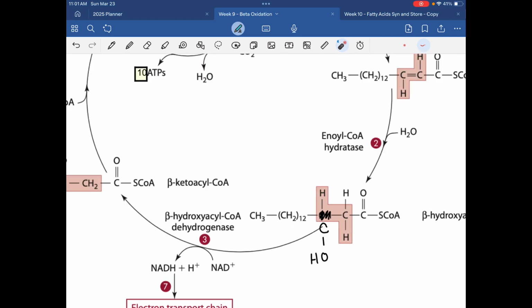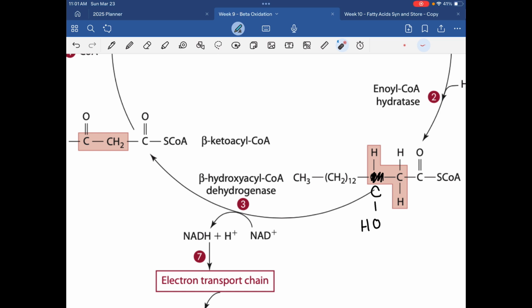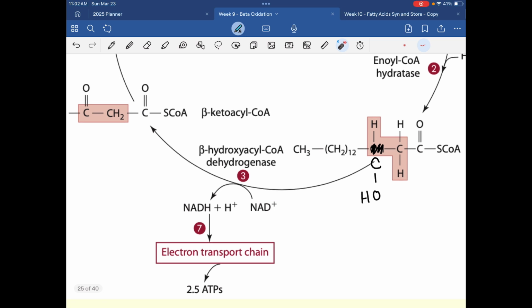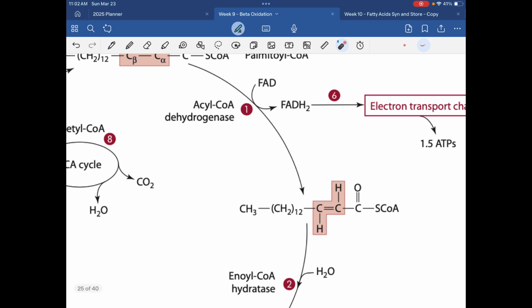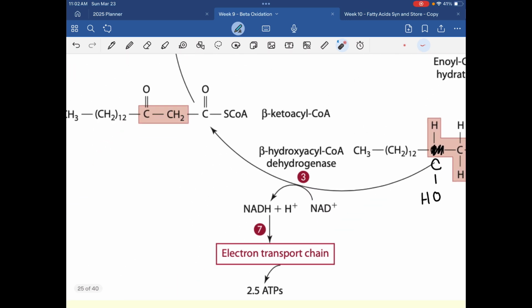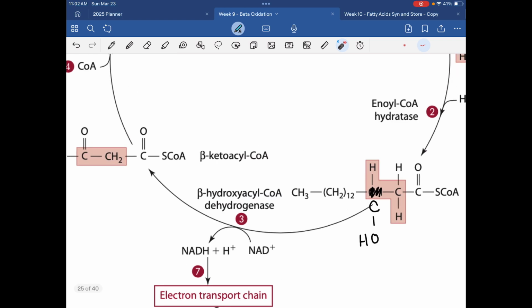So next step is going to be beta-hydroxyacyl-CoA dehydrogenase. Dehydrogenase, you know you're going to have a redox reaction. We're always oxidizing the fatty acid, so we're going to have to reduce something else. Instead of FADH, like we saw up here, this time we have NAD. So that NAD is going to produce NADH when it gets reduced, and that can go to the electron transport chain to make more energy.